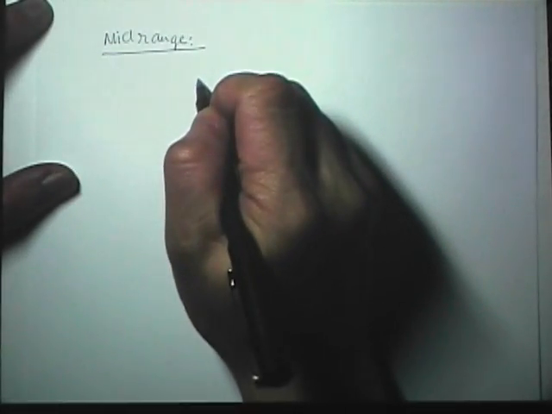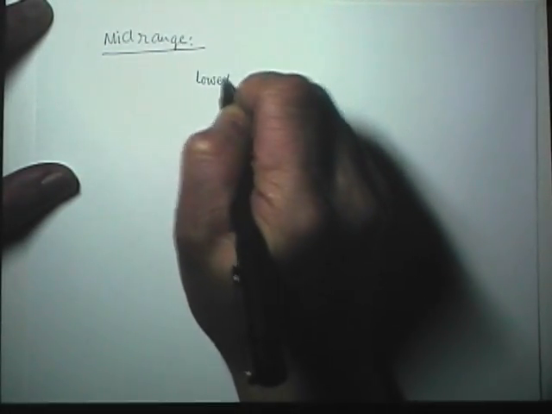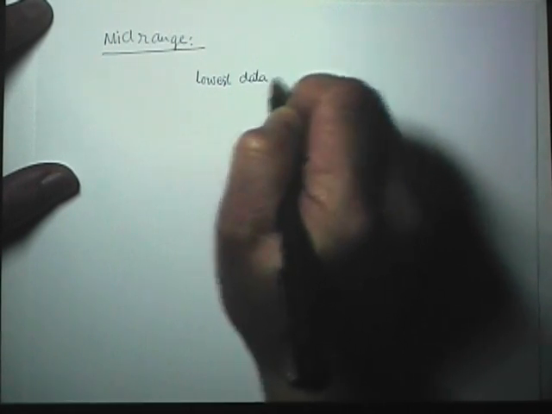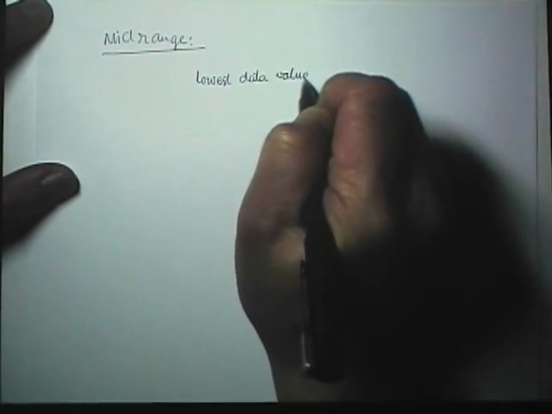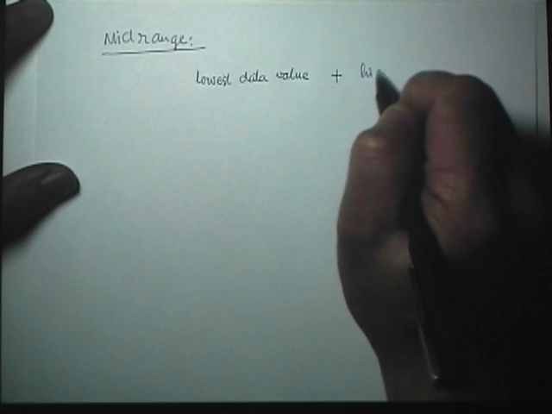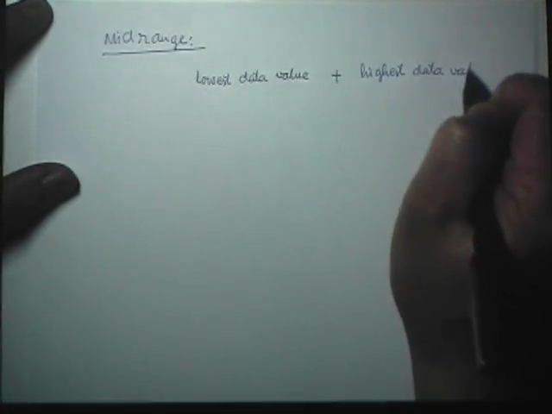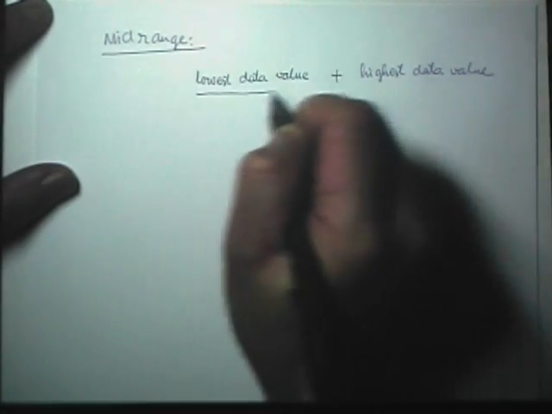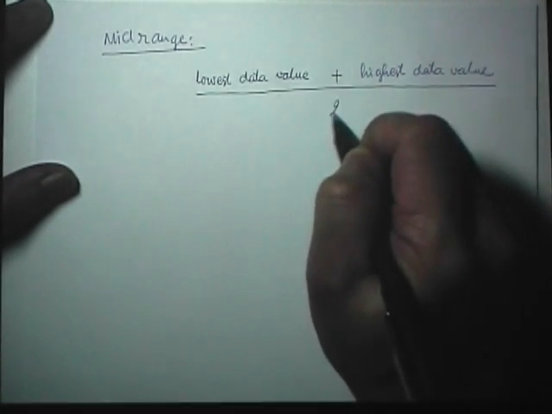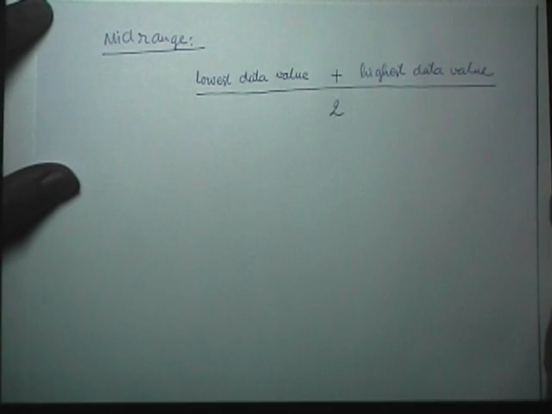The mid-range is simply the lowest data value, and you add it to the highest data value, okay? And all of that, you divide by 2. That's how you get the mid-range.